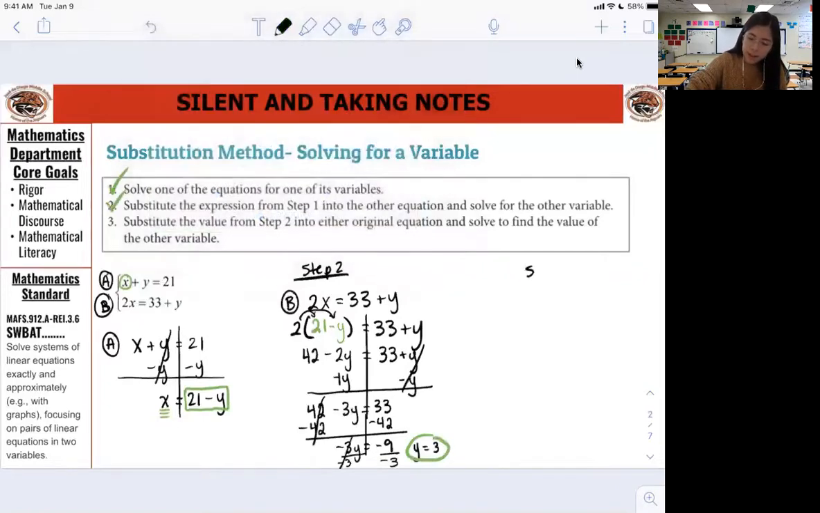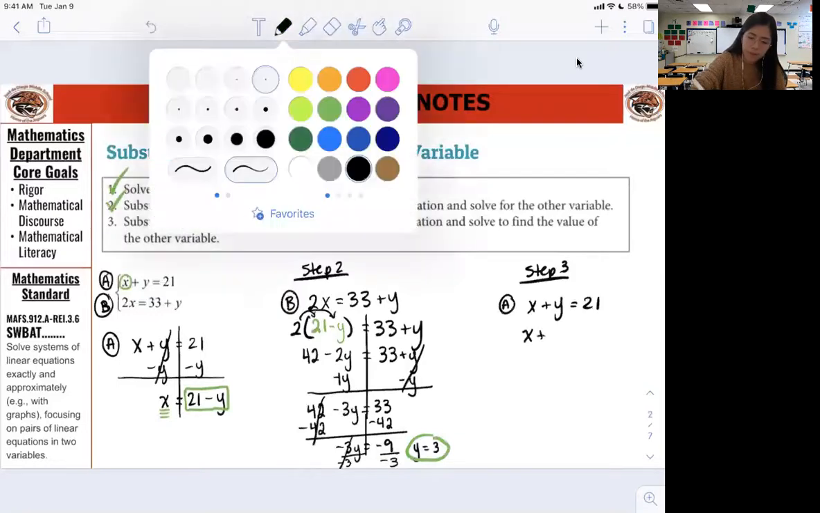Now that I have that answer, I can plug that number back into one of my original equations. Now you always want to pick whichever equation is a little bit simpler, a little bit more easy to work with. And it looks like equation A is just a little bit more simple. So that's the one I'm going to plug it into. All I do is I replace my y with a 3.